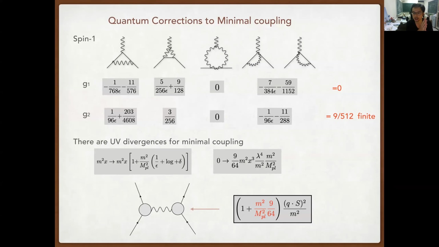Now for G1 and G2, for spin 1, you do the same thing and you find that for spin 1, G1 is 0, but interestingly, G2 is not 0. So this is actually kind of interesting. First of all, the statement is that quantum mechanically, you actually get corrections. And now you start to have anomalous moments at G2. Furthermore, it's actually finite, so it's also slightly surprising. And we don't have a good explanation for why that is finite.